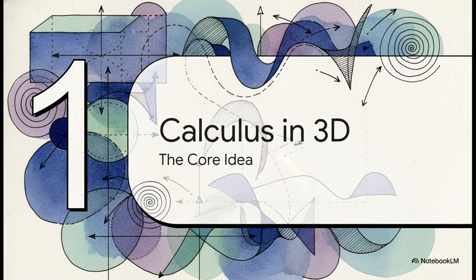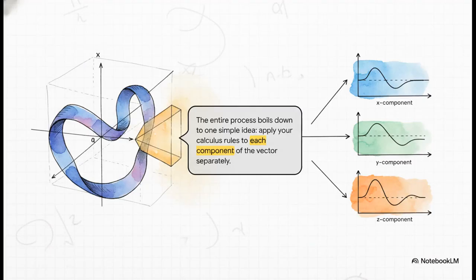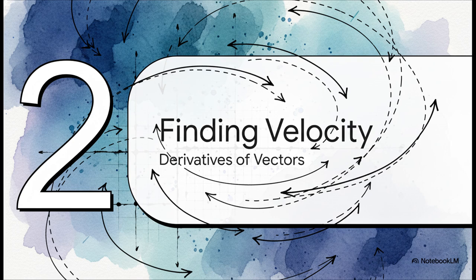Section 1, Calculus in 3D. Seriously, pay close attention to this next part, because this is the key that unlocks everything else we're going to do. This slide right here, this is the big secret, the whole shebang. If you are gearing up for some brand new, scary kind of math, you can relax. The secret to vector calculus is that you just do regular old single variable calculus 3 times. You just apply the rules you already know to the x component, then the y component, then the z component, completely separately. That's it. So let's see this big secret in action.